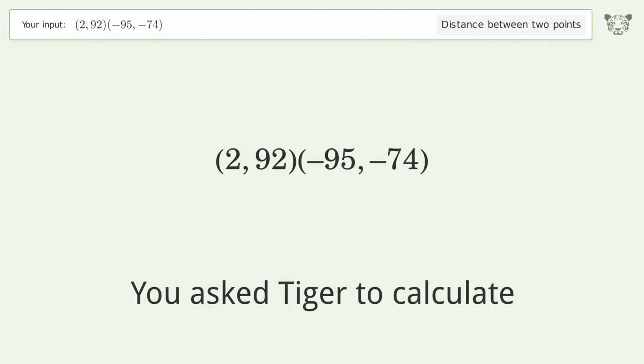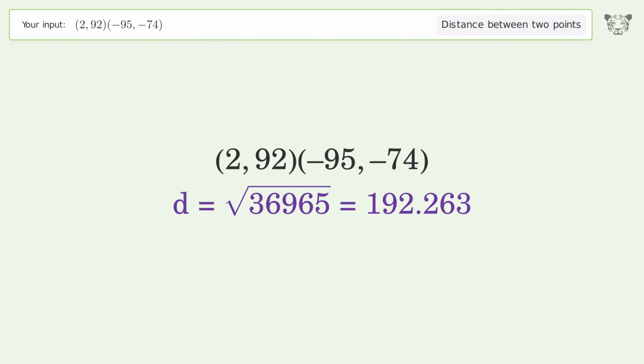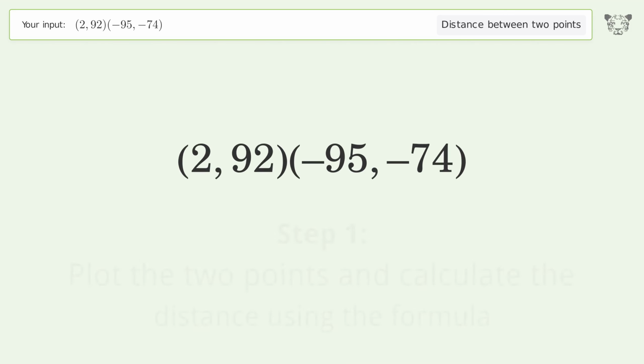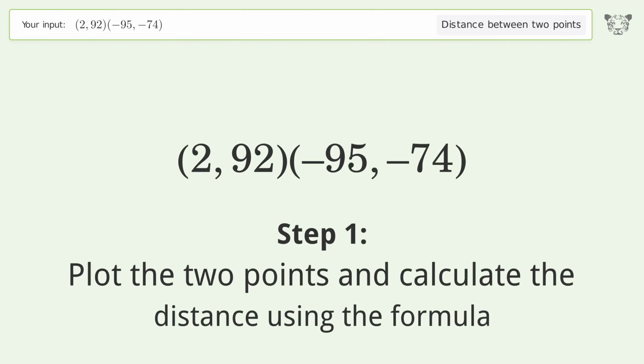You ask Tiger to calculate. This deals with the distance between 2 points. The distance between the 2 points is the square root of 36,965 or 192.263. Let's solve it step by step. Plot the 2 points and calculate the distance using the formula.